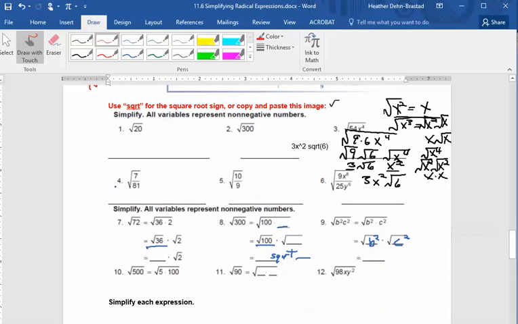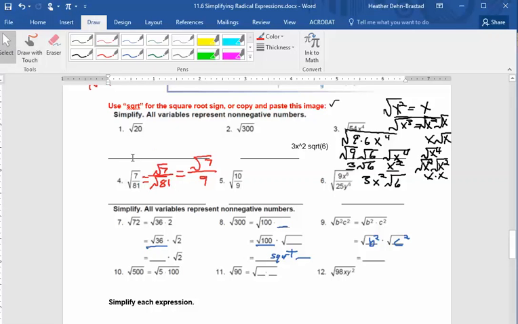All right, so let's look at something like number 4, the square root of 7 over 81. Let's write this as the square root of 7 over the square root of 81, and then we'll simplify both the numerator and the denominator if possible. The square root of 7 cannot be simplified, so we just leave that. The square root of 81, though, is a perfect square. It's just 9, so our answer would be the square root of 7 over 9.